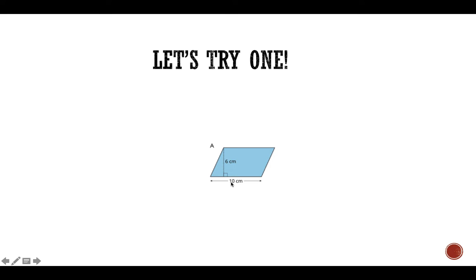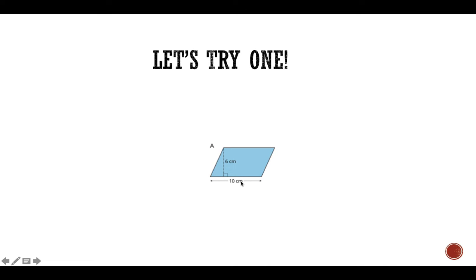Now, I want you to look at this. We have our base is 10, and our height goes straight up and down. We have 6. This dotted line right here is not part of the shape. This doesn't mean we have a trapezoid right here and then a triangle right here. No, this is one parallelogram. This dotted line is just to indicate to us that 6 centimeters is our height. Because notice how this dotted line goes straight up and down. Straight up and down.